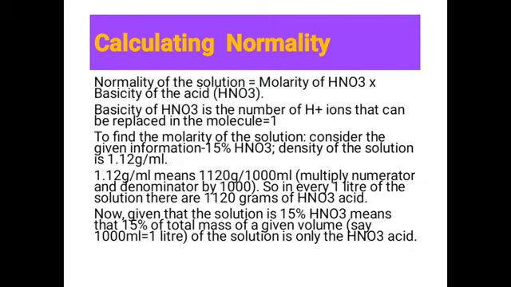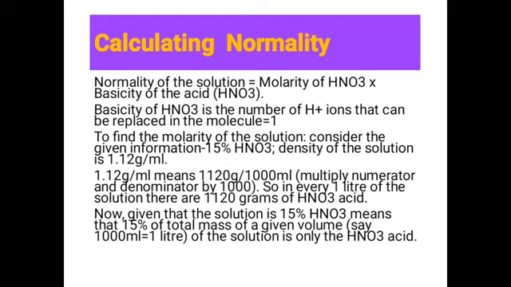Let's go back so you can understand. We want to use another method to solve for normality. We have said that normality is equal to molarity times basicity of the acid. Now we said the basicity of the acid is 1 because it gives H+ and NO3-. We've known basicity. Now we want to look at the molarity of the solution.